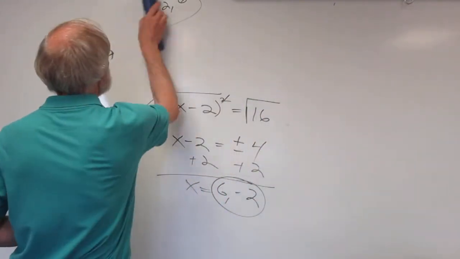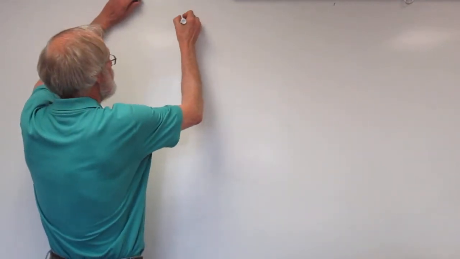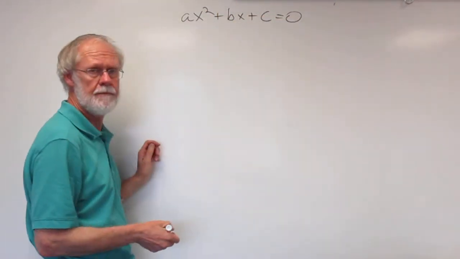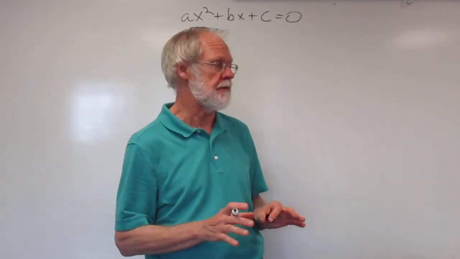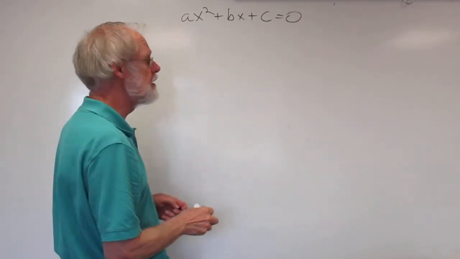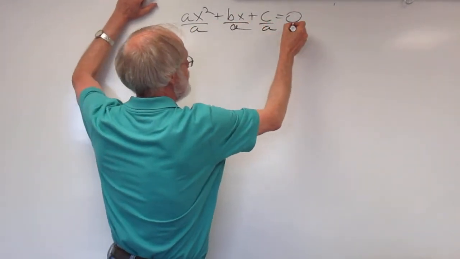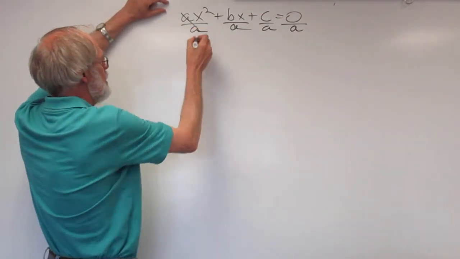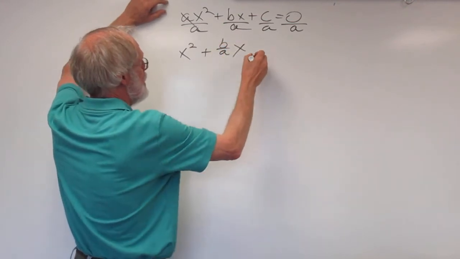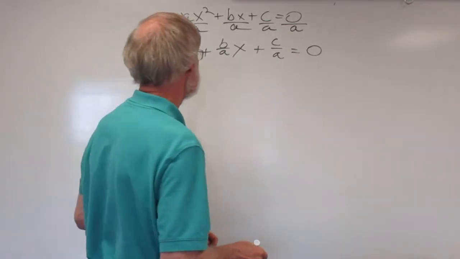All right, let me show you now the process of deriving the quadratic formula. We start with ax squared plus bx plus c equals 0. Now, in order to use the completing the square process, we cannot have a number, which a represents, other than 1 in front of the x squared. So I have to get rid of it, meaning I have to divide everything by a. And what that gives me is x squared plus b over a x plus c over a equals 0, because 0 over a is still 0.